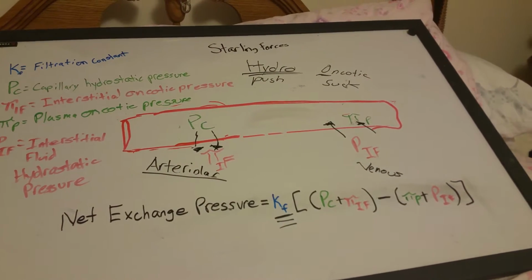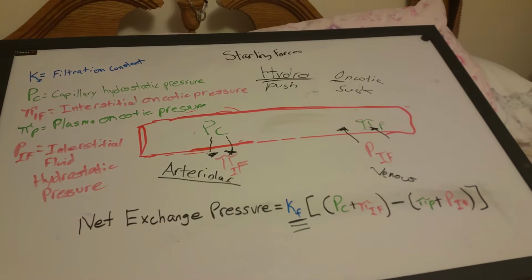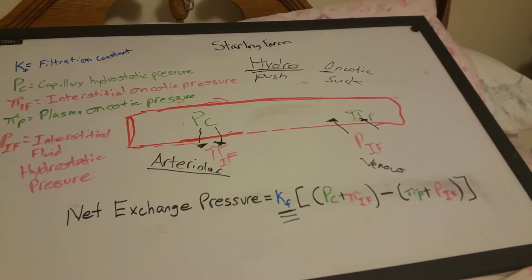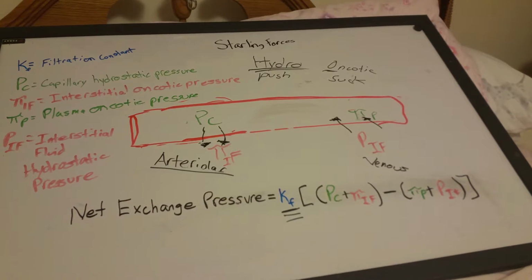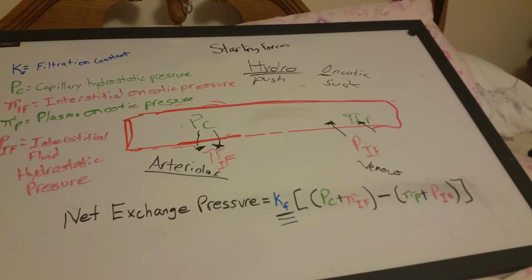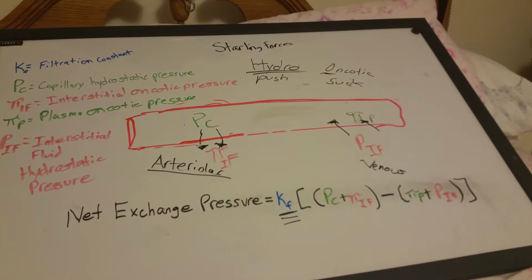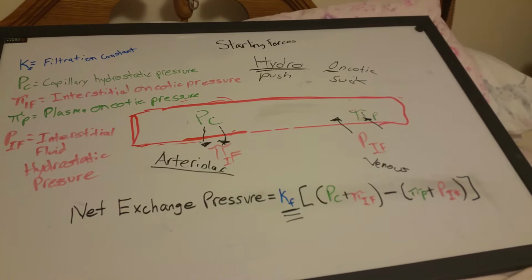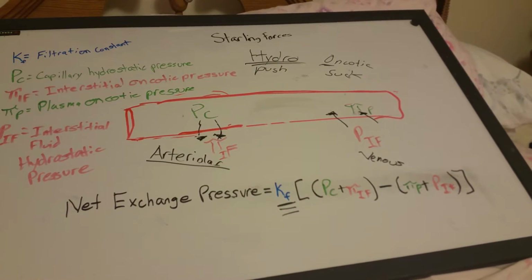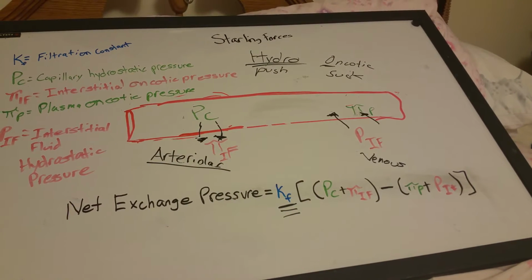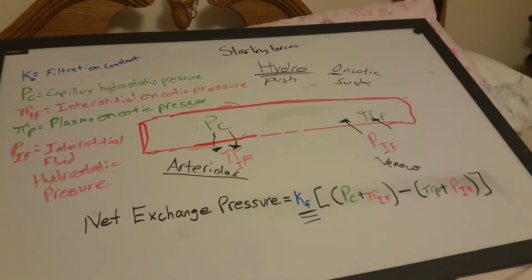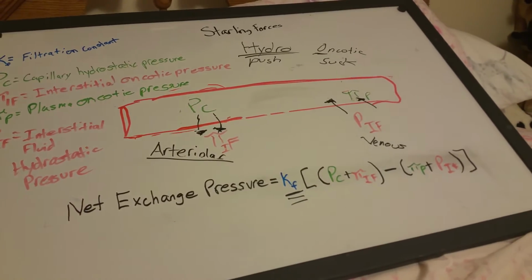So, to start off, at the bottom of the whiteboard, we can see the net exchange pressure equation. We have the filtration constant multiplied by the sum of the capillary hydrostatic pressure plus the interstitial oncotic pressure minus the plasma oncotic pressure plus the interstitial fluid hydrostatic pressure. So this can all sound like a mouthful, and it can be a bit much and really hard to understand.